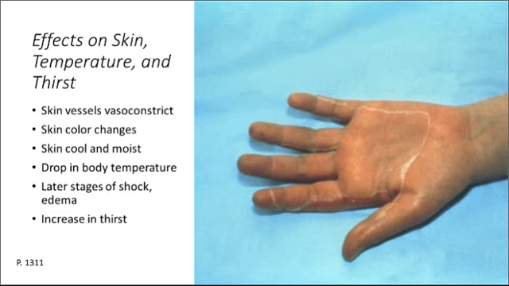The effects on the skin, temperature, and thirst. Remember, your skin is constricting, so it activates the sweat glands. So you have diaphoresis until the point the patient has no more fluid to diaphorese, but your skin color is white, very pale because it's not perfusing. If it's a dark skinned person, you're looking at their lips, oral mucosa, nail beds, conjunctiva for this paleness. I said that moisture is because of those activated sweat glands from vasoconstriction, and a drop in body temperature.